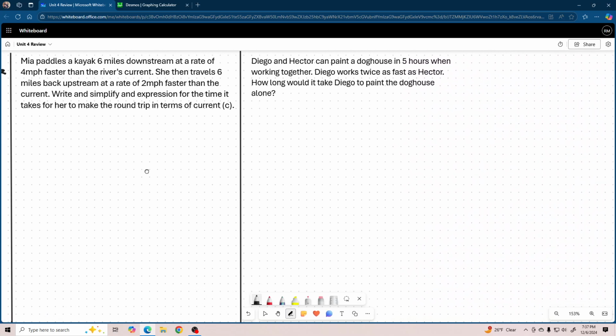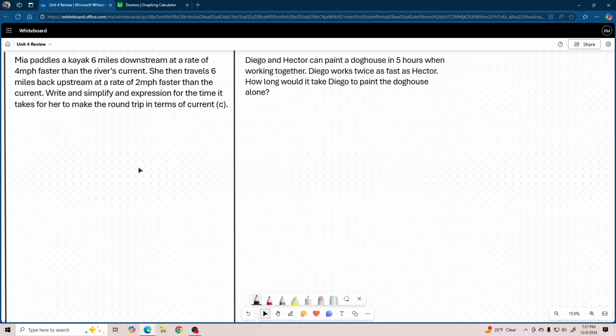All right, cool. Lesson 4. Mia paddles a kayak 6 miles downstream at a rate of 4 miles an hour faster than the river's current. She then travels 6 miles back upstream at a rate of 2 miles per hour faster than the current. Write and simplify an expression for the time it takes for her to make the round trip in terms of current c.